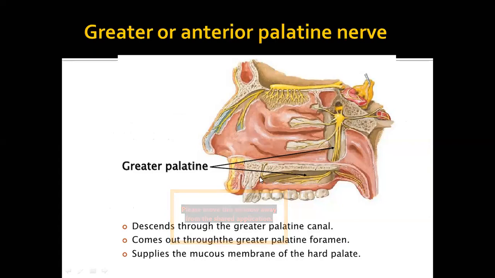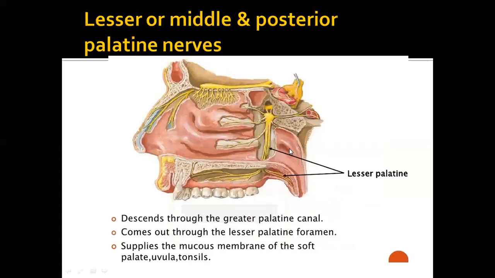Then through a foramen in the anterior part of the hard palate, the incisive foramen, it enters the nose, the lateral wall of the nose. Here it supplies the hard palate and the surrounding gums, and the branch which passes through the incisive foramen entering the nose supplies the inferolateral wall of the nose. So this is the distribution of the greater or anterior palatine nerve. Next, let's see the lesser palatine nerve, otherwise called the middle and posterior palatine nerve.